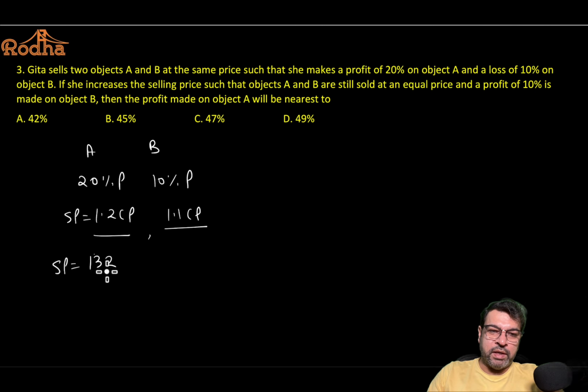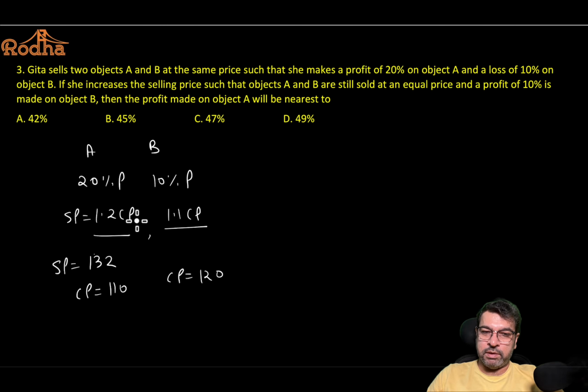What is the benefit of this? When you do 1.2 of CP is equal to this, so CP aap directly nikal sakte ho. This over 1.2 karoge 110 aa jayega. And similarly for here, upon 1.1 karenge to 120 aa jayega. So you are not dealing with fractions actually, hai na? Aisa manne ke baad, to wo thoda sa calculation wise or mentally also thoda sa achha lagta hai, hai na?